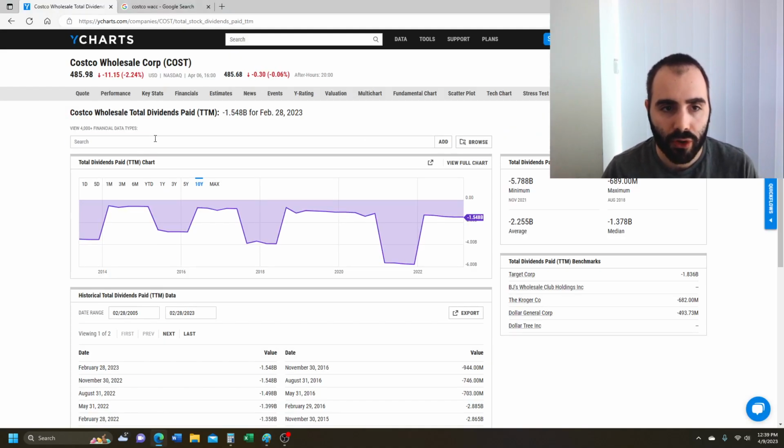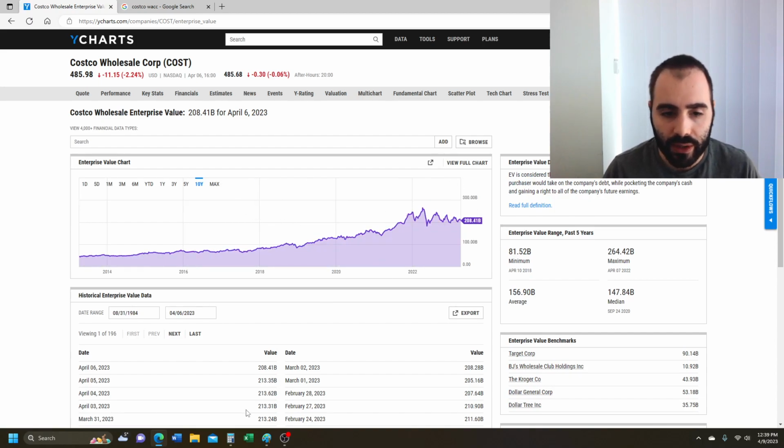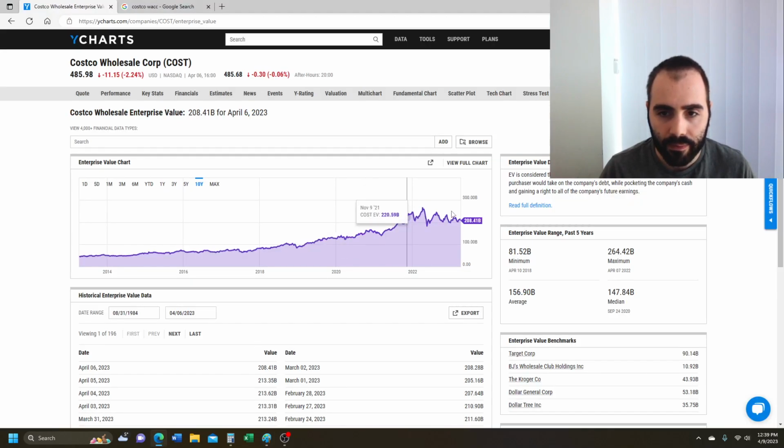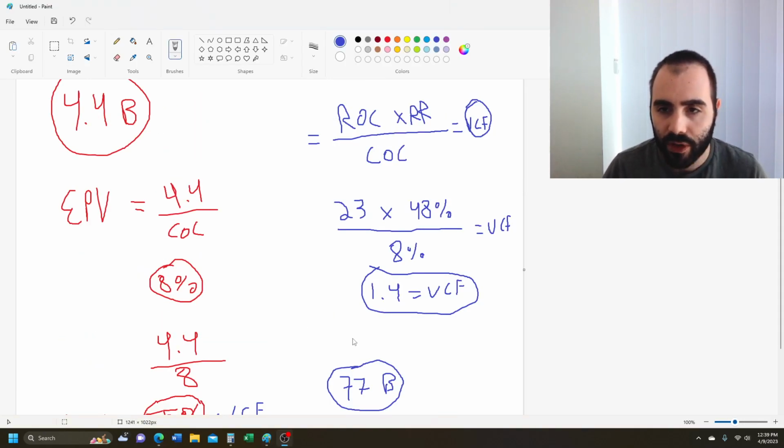If we look at Costco's current enterprise value, we can see that it's currently trading at about $208 billion. So $208 billion, this means that, you know, roughly speaking, Costco is overvalued by quite a substantial margin. $208 billion, you know, compared to our fair value calculation of $77 billion for Costco. So I hope this video was informative. I hope that you can now understand how to calculate both the earnings power value and the enhanced earnings power value using the value creation factor.